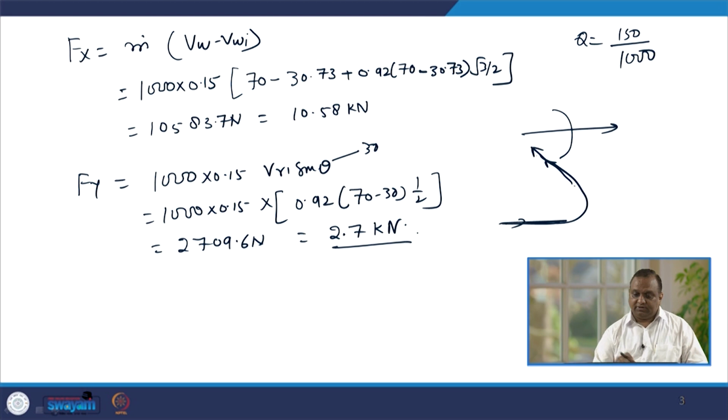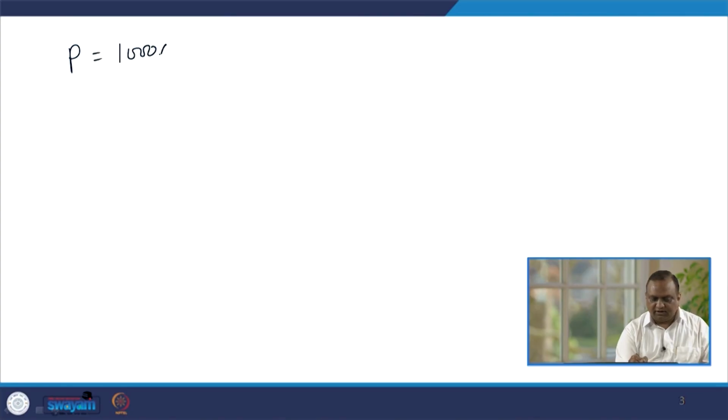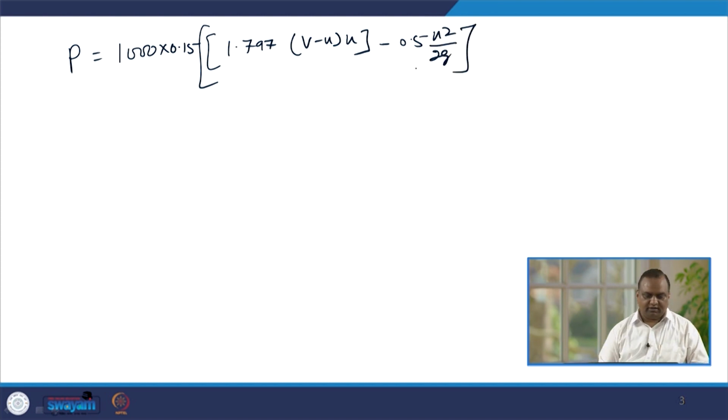Now power developed, I think the last one is the power developed, power output. Now again the power output will just be force multiplied by the peripheral velocity, right. So in this case power output P is going to be again 1000 into 0.15, the mass flow rate, multiplied by 1.797 (V minus U) multiplied by U, and this is minus 0.5 U square by 2G. This formula we have already derived, right.